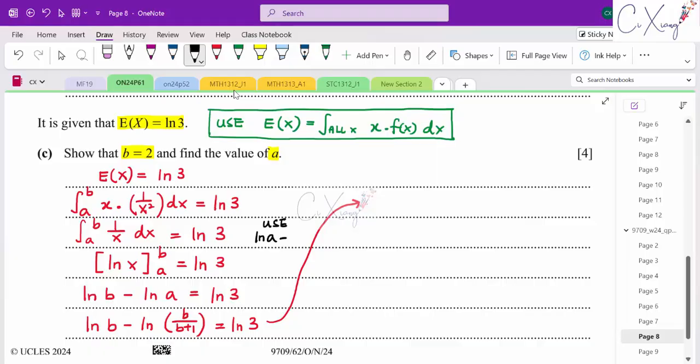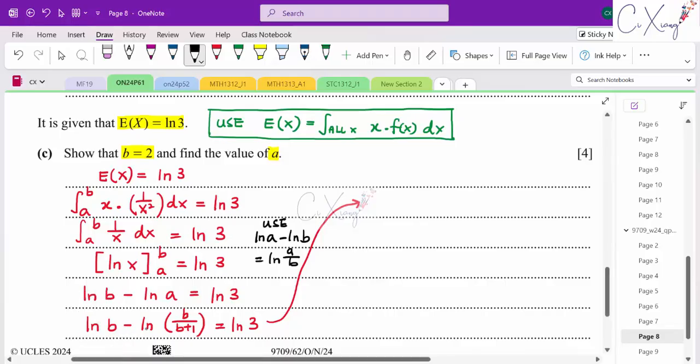Alright, so I want to use the idea where if I'm having ln a minus ln b, I can write them become ln a divided by b. Same thing happens here, ln b minus ln this whole thing. When I want to write it out clearly, I will be having b divided by b over b plus 1 equals to ln 3. So you can cancel off the ln for both sides because both sides only have one ln with a bracket inside it. So simplify this particular part here, you'll be having b plus 1 equals to 3. And this is how you get b equals to 2.